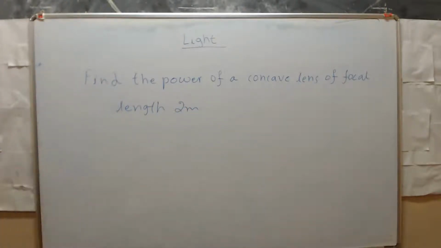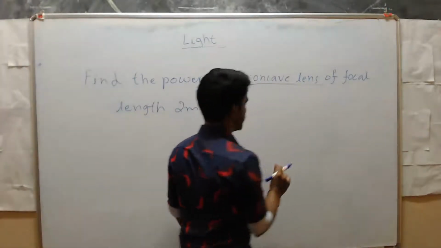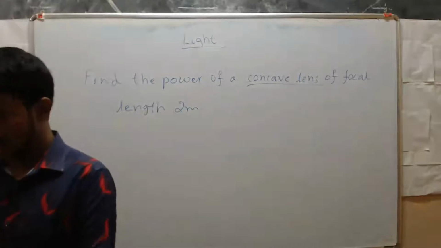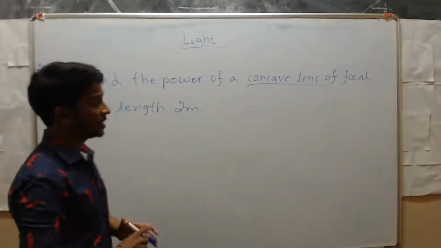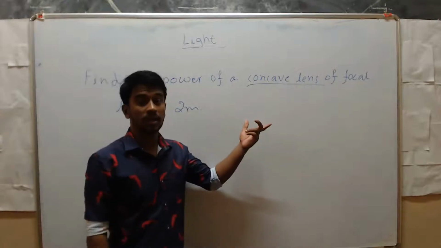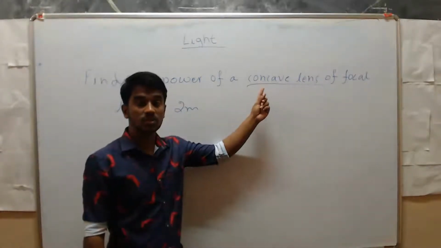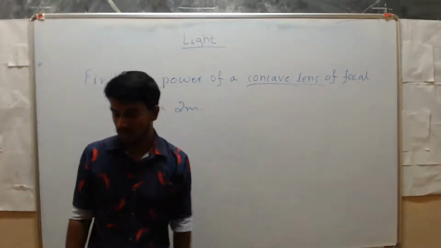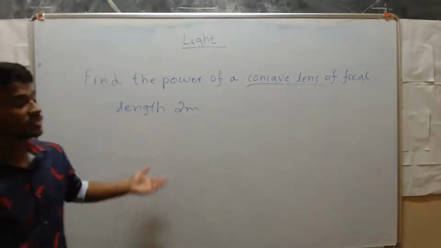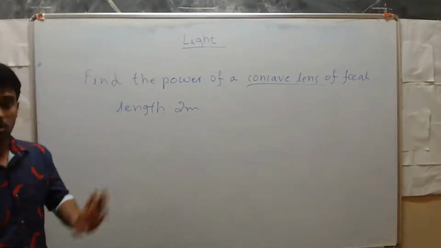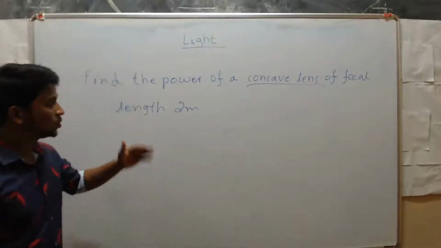So find the power of a concave lens. Here they have clearly mentioned a concave lens. So at the end you will get the answer, and that answer should be negative. Why? Because the lens used is concave. If it is concave, then you should get the power of the lens in negative. If it is convex, then you should get that value in positive.